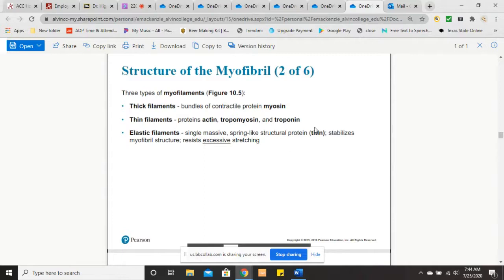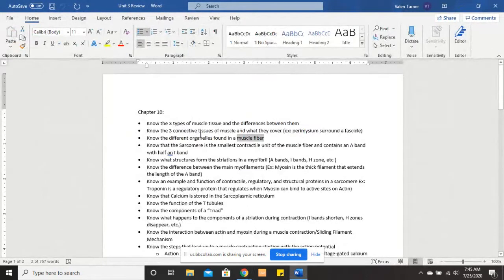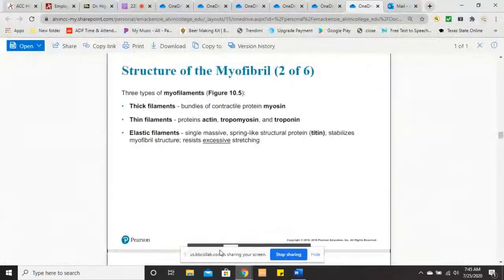And titin actually has a little bit of elasticity. So it can resist stretching, and if it happens to stretch, it could come back to its normal size. I remember that was elasticity. So we say this is an elastic filament structurally. So those are the different proteins inside of your myofibril, inside of your muscle cell. And they're all located in a specific area within the myofibril.